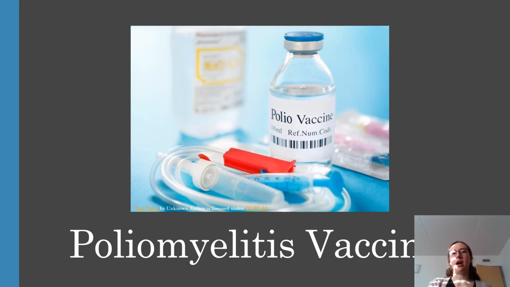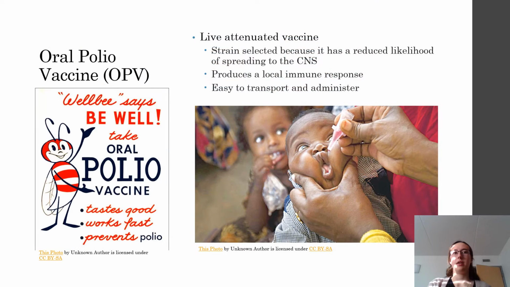So now we talk a little bit more in detail about the vaccine itself. There are two types of polio vaccines. There's the oral polio vaccine and the inactivated polio vaccine. The oral polio vaccine is a live attenuated vaccine. So this is a live virus that has been selected to have a reduced likelihood of causing paralytic polio. It can occasionally happen, but we'll talk about that in more detail later on.